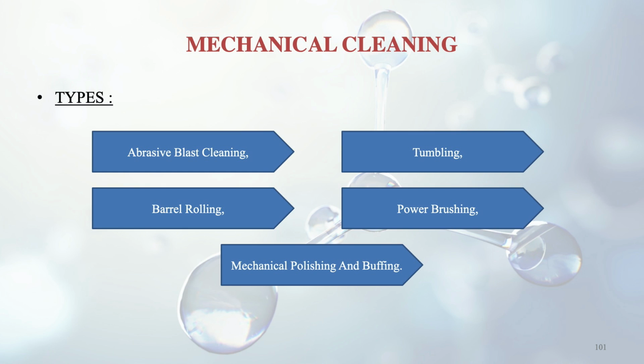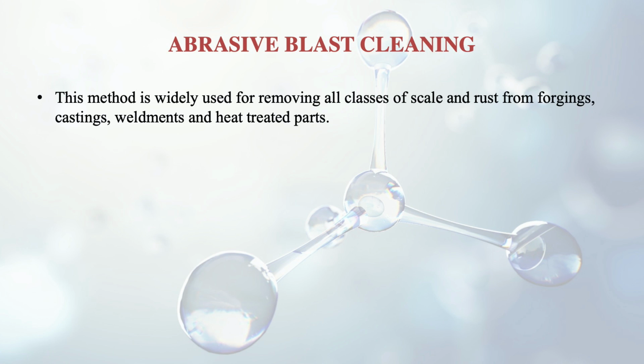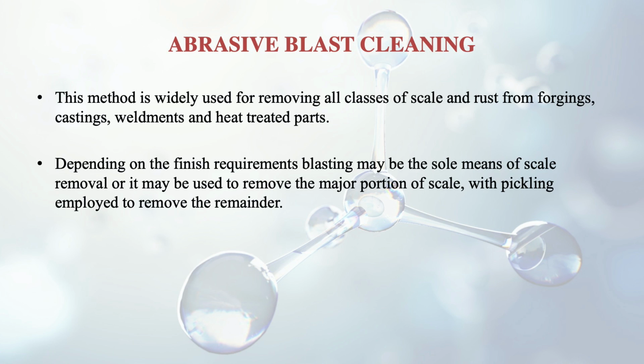So first we discuss abrasive blast cleaning. This method is widely used for removing all classes of scale and rust from our forgings, castings, weldments and other heat treated parts. Depending upon the finish requirements, blasting may be the sole means of scale removal, or it may be used to remove the major portion of scale, with pickling being employed to remove the remainder. So somewhere we can use this type of cleaning for a certain portion, and the other thing that can be employed along with this is pickling, which we read earlier.